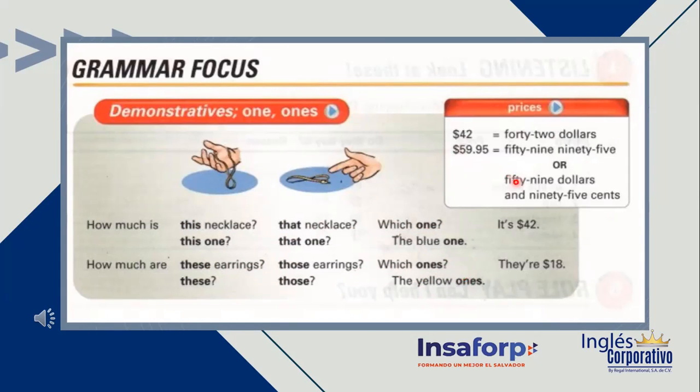So here we have this information about prices. Let's see, we can read this. $42. $59.95 or $59.95. So hay las dos formas de leer los precios, ¿verdad? En una dice dólares y centavos, y la otra solo los números, $59.95. This one is the most common, without saying dollars and cents. So let's listen to this information.